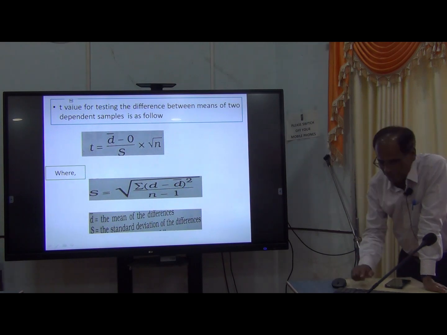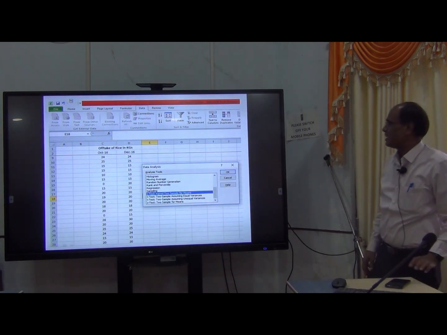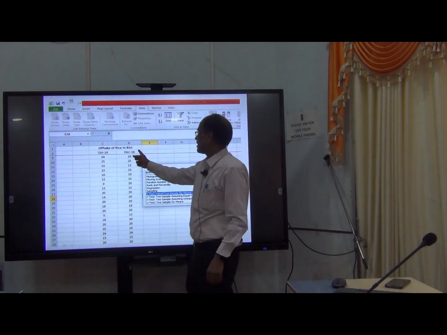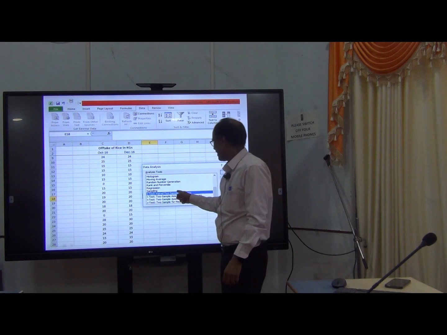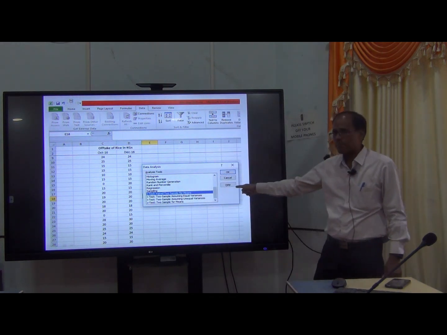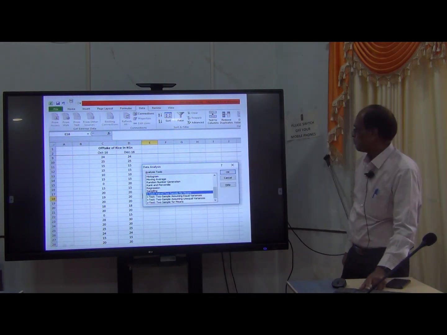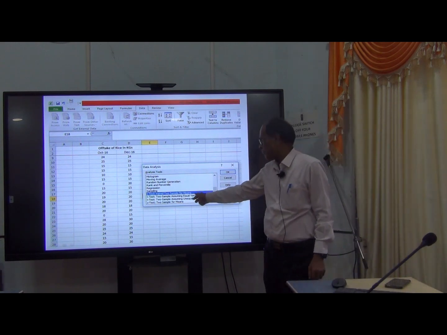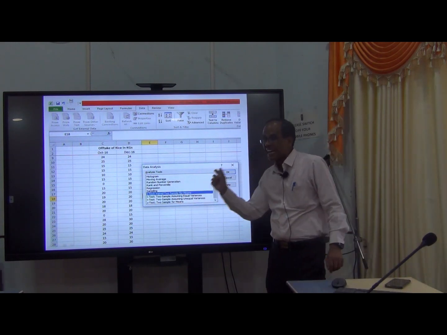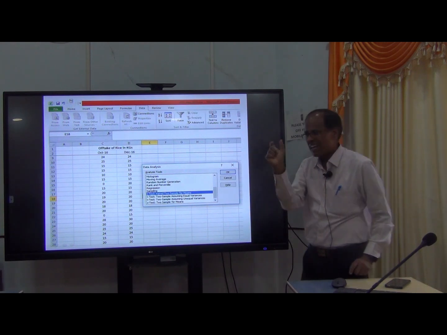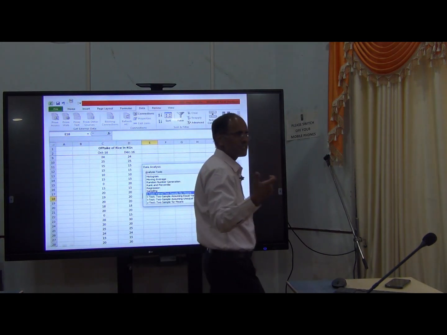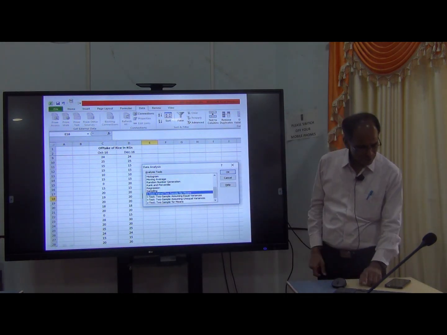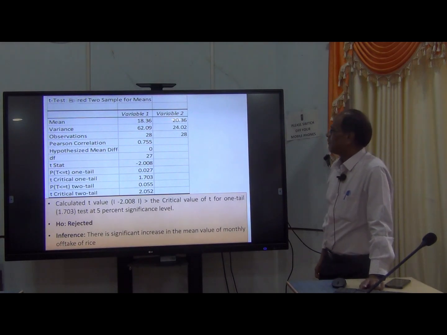This is the formula we are using, and here we have the purchase of rice in kgs, October 60, December 60. And t-test paired two sample for means, t-test paired. Paired sample, same respondents before and after. Paired observations for the same observation. And this is the Excel output.